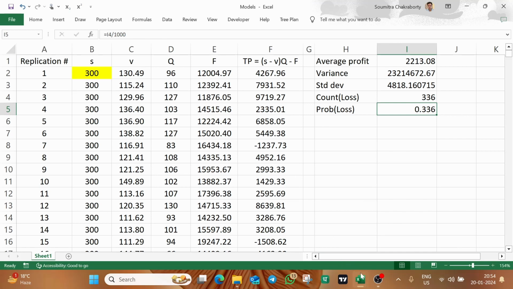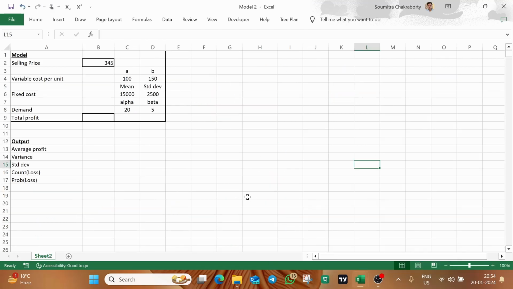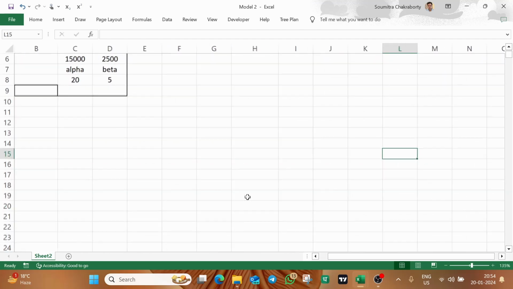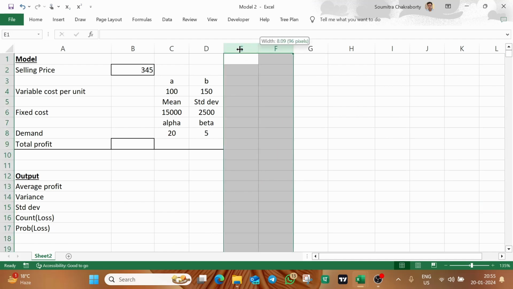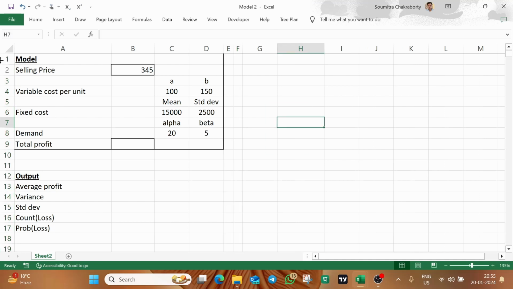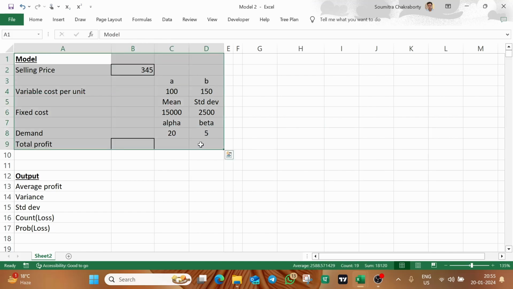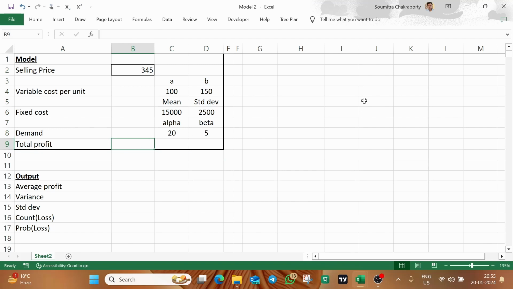In today's video, our agenda is rather simple. We will use an alternative method to run the simulation. In this case, instead of doing replications in each new row, we will build a simple model here first of all, and then we'll replicate the output of that model, that means the total profit, using data table option. How to do that we will learn here in this episode. So first of all, let us build the model.